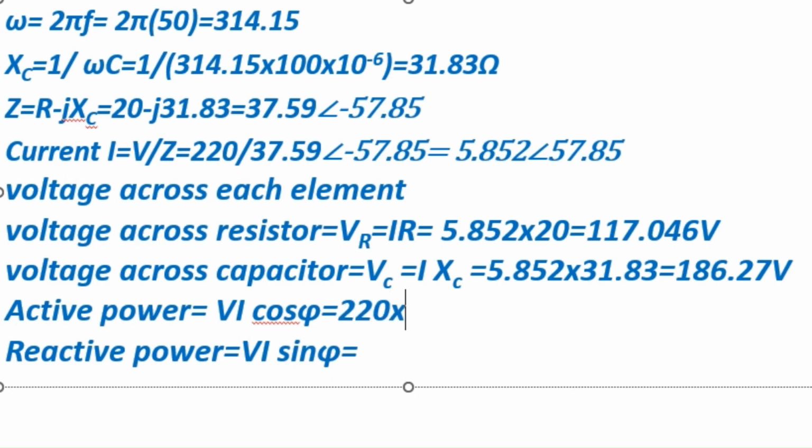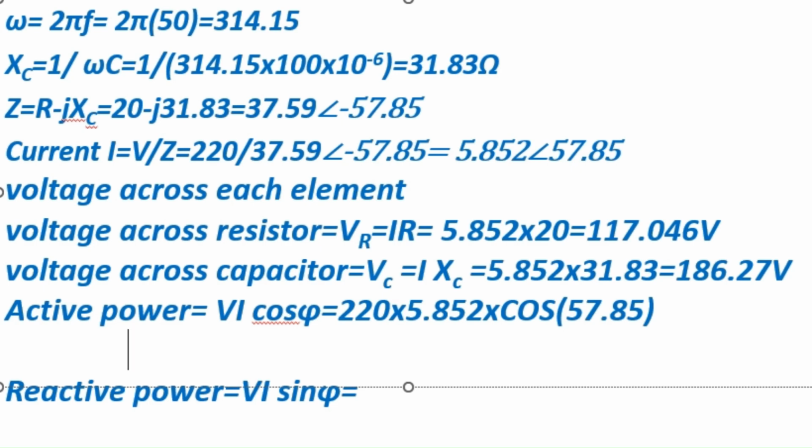And the value of active power is VI cos phi. We know the value of voltage V is 220, multiplied with the I value, 5.852, multiplied with cos of the angle 57.85, which equals 685.09 watts.